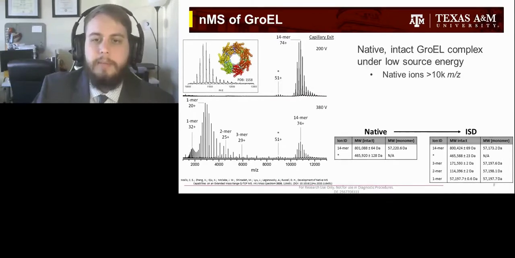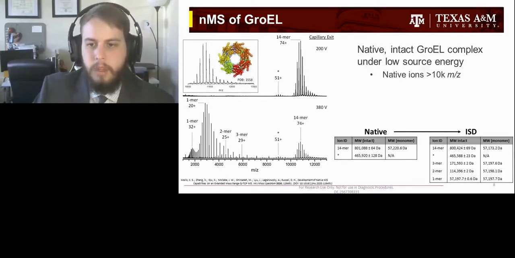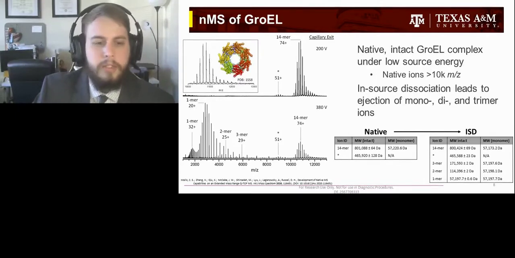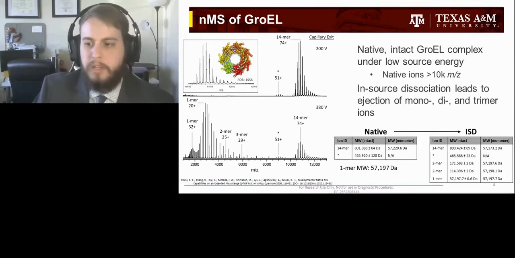And if we increase the capillary exit voltage up to 380 volts, we can start to dissociate out some monomer, dimer, as well as trimer ions. And then all of these ions have very similar molecular weights for the subunits. And these molecular weights agree very well with the theoretical molecular weight of GroEL monomers, which is pretty impressive performance for this instrument.